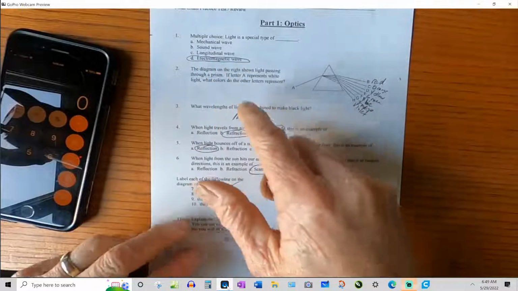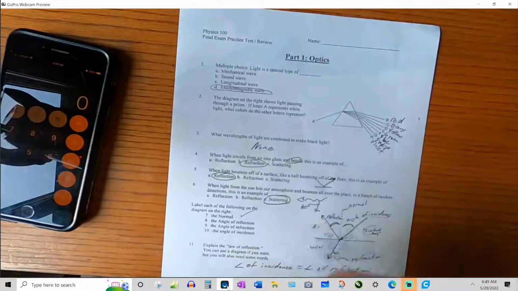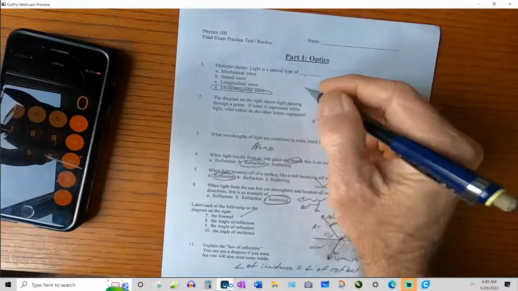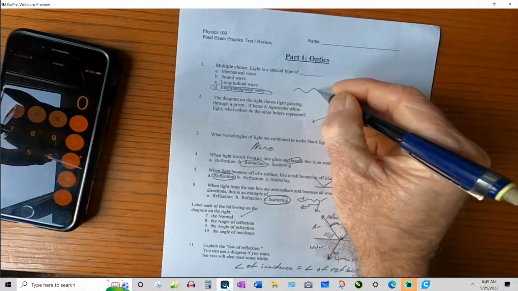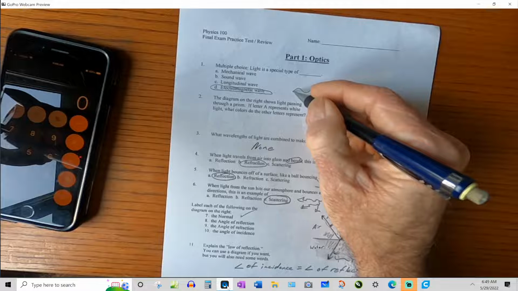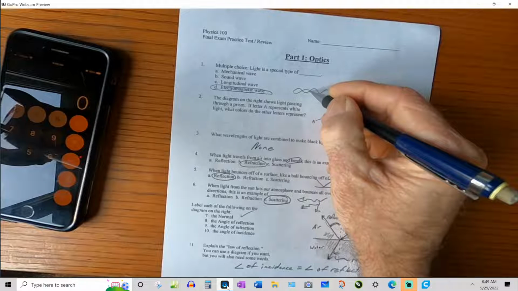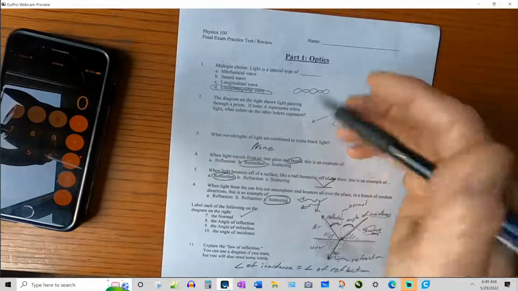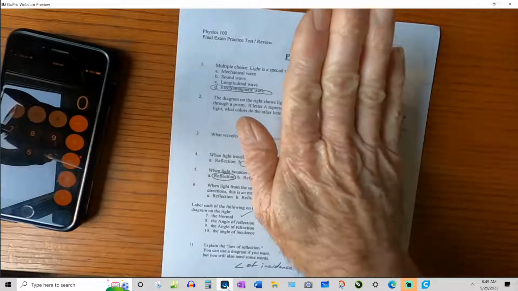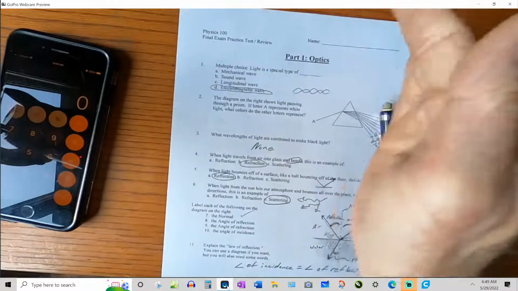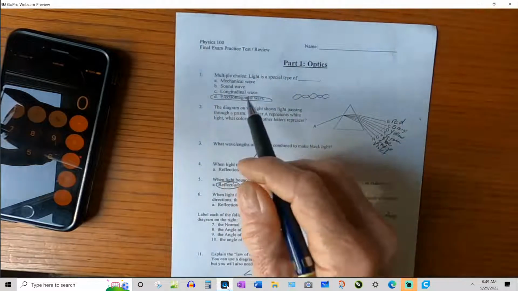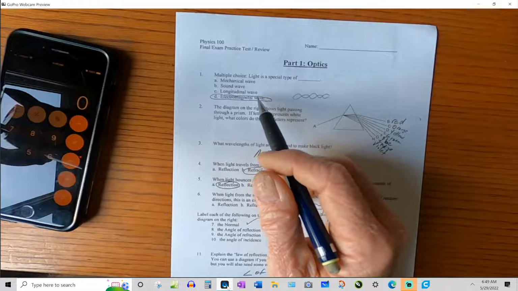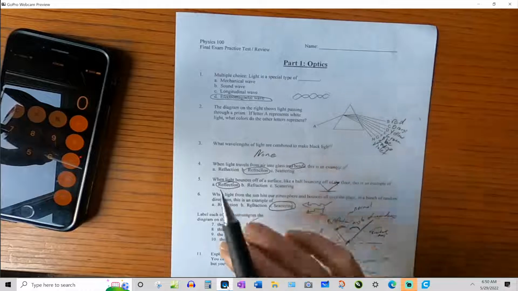Number one on the final, it's just going to be scrambled. So light is a special type of electromagnetic wave. It's got an electric component and a magnetic component, and these are at right angles to one another. One goes up and down like this, while the other goes side to side like that. It's not a kind of sound wave. It's not mechanical. It can travel through empty space.